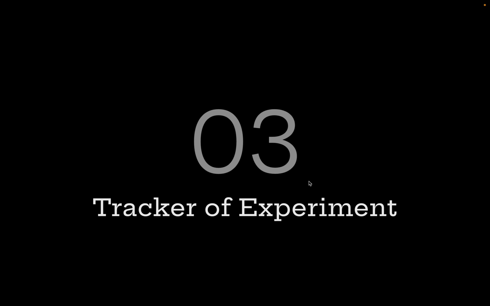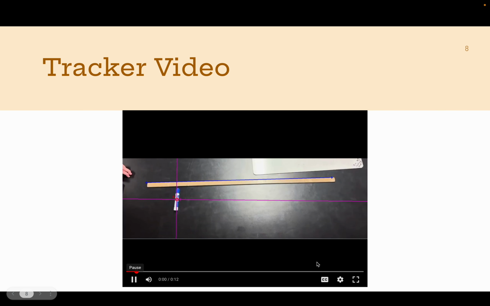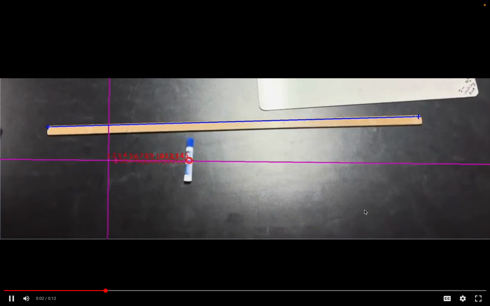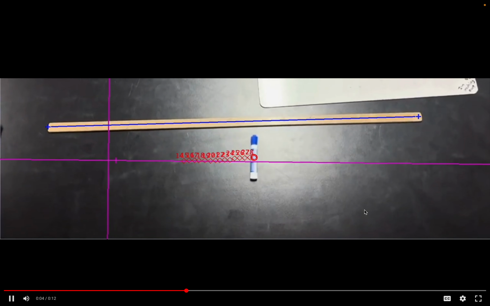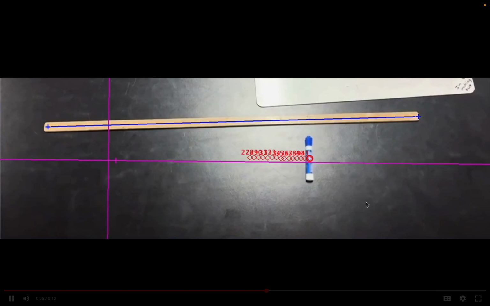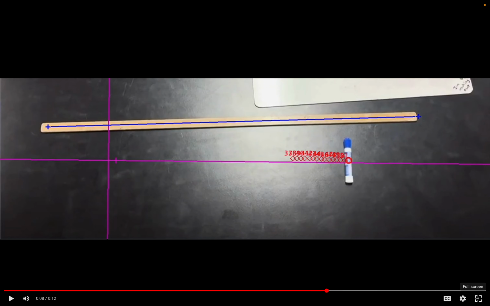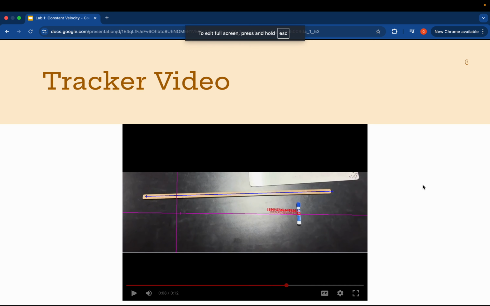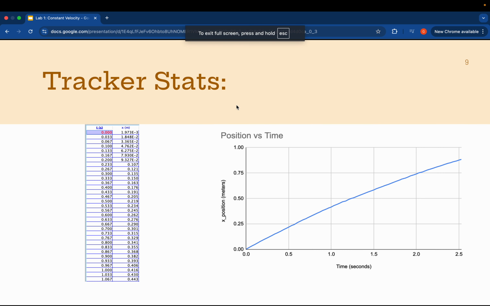Here we have the tracker of the experiment. Here's the video. I'm going to cut it short. Here we have the tracker stats. I couldn't include all the points, but this is almost the first half. And here's the position versus time of the tracker, which shows a positive, somewhat linear relationship. And I'll say why it's somewhat instead of just linear later.